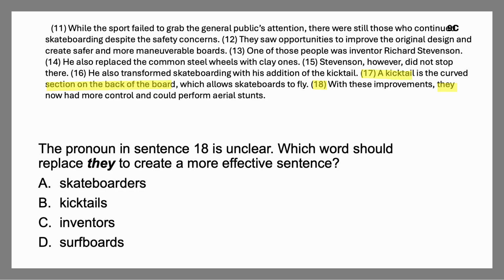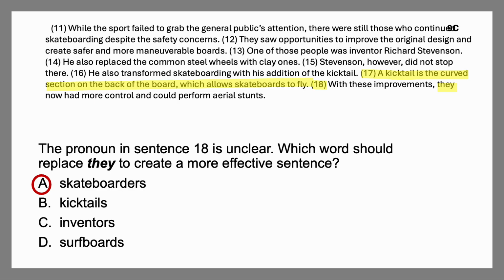Like I said, you want to focus on sentence 17. You kind of realize that there is no noun in there, so we're having to clarify. A, it's skateboarders. And so with these improvements, skateboarders now had more control and could perform aerial stunts. Even though none of that is in the previous sentence, we know that they're the ones that are riding the skateboards. It does make sense.